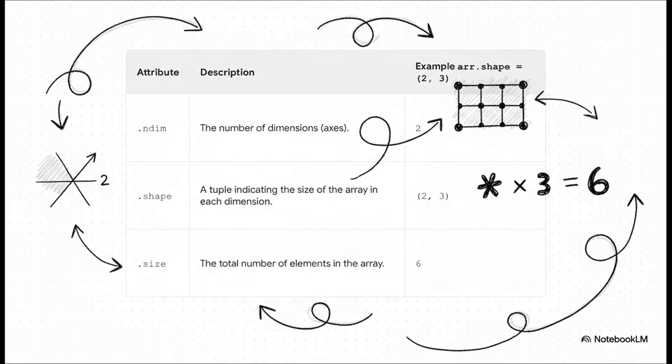Now here's the really elegant part. Look at how these three attributes are all tied together. The number of dimensions, .ndim, is just the length of the .shape tuple. So for our (2, 3) example, the length is 2. Simple. And the total number of elements, .size, is just what you get when you multiply the numbers in that shape tuple. So what's the size here? 2 times 3, which is 6. See? They all describe the exact same structure, just from slightly different points of view.